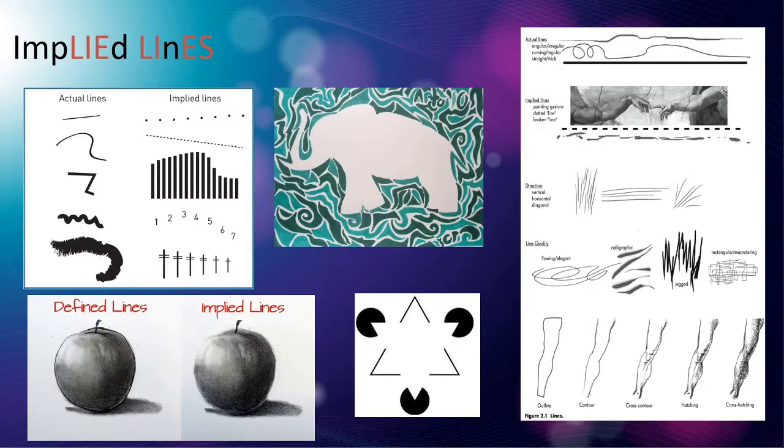And then we have something called implied lines. Where we often draw lines to define an object, you can sometimes not draw lines and have the perception that there is a line there. So on the leftmost image, these are actual lines doing actual things, but these are implied lines.